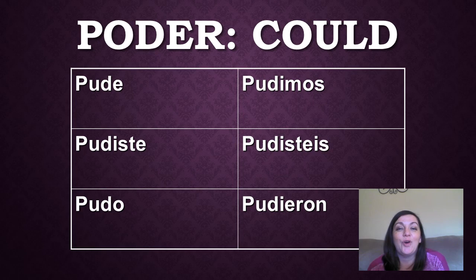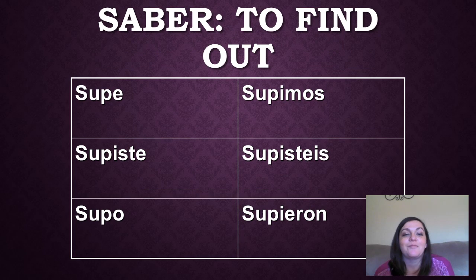Poder, not to be confused with the previous one, poner. Poder would be could. You have pude, pudiste, pudo, pudimos, pudieron. Those often get confused, but they're different verbs. One means to put, one means could. And then saber. Saber in the past tense changes meaning a little bit. Instead of meaning to know as in the present tense, it actually changes meaning to I found out in the past tense. So supe, supiste, supo, supimos, supieron is how you say that. So supe la verdad ayer. Like, I found out the truth yesterday. To find out, you would say supe.